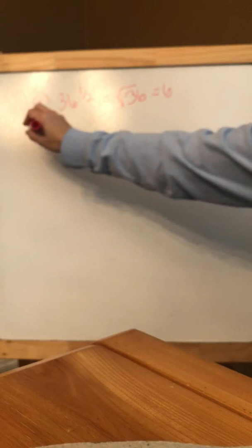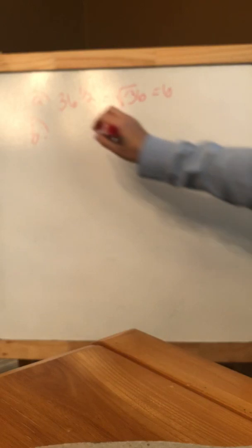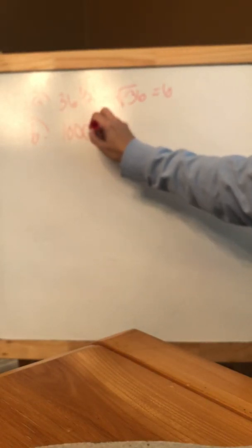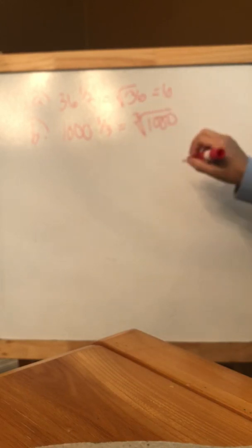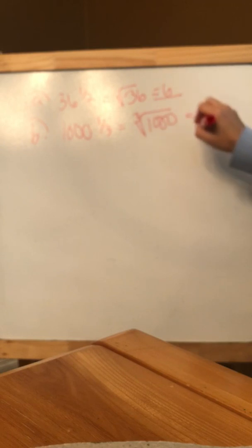Okay, for the first one, on practice 1, again, I'm on page 605. For A, we have 36 to the 1/2. You should have written the square root of 36, which is 6. B, we have 1,000 to the 1/3, which is the cube root of 1,000, which is just 10.